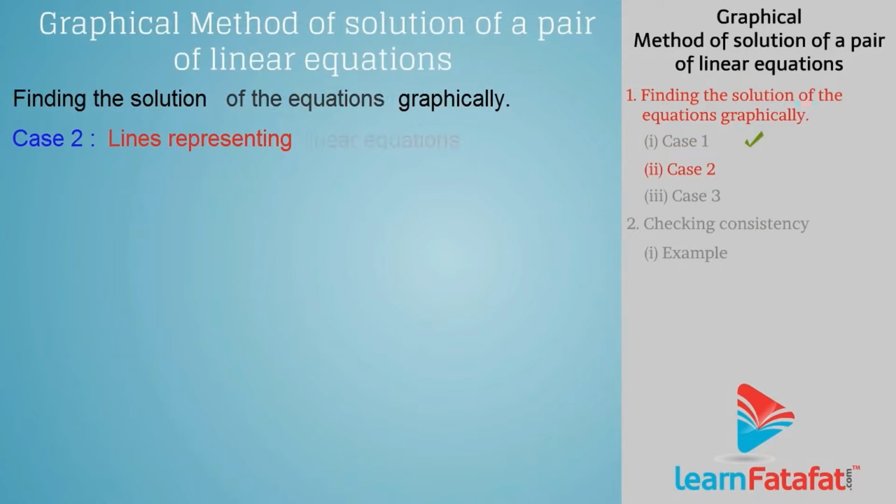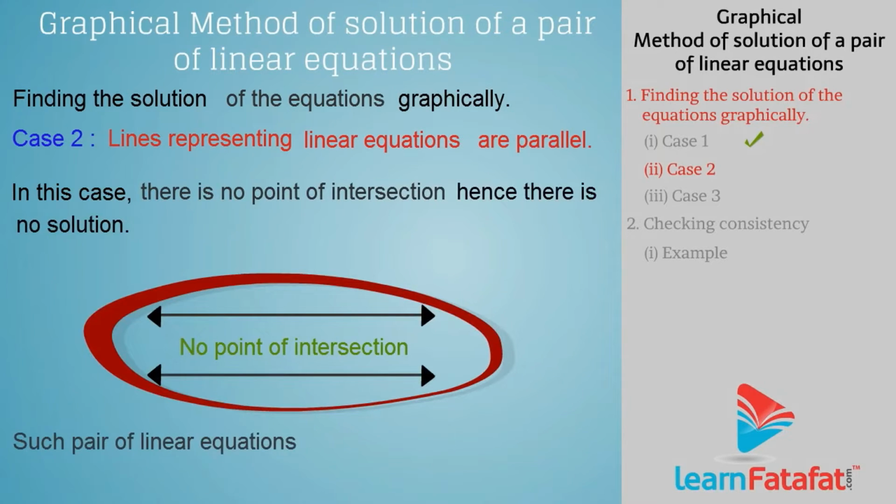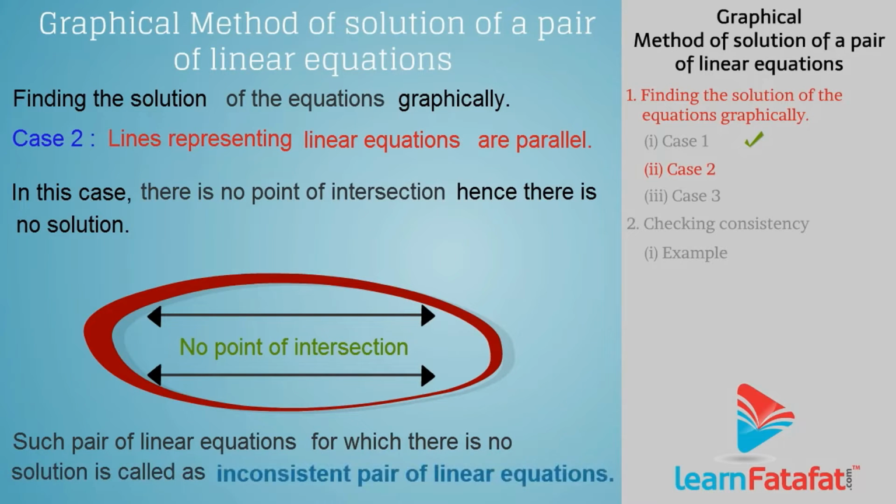Case 2. Lines representing linear equations are parallel. In this case, there is no point of intersection. Hence, there is no solution. Such a pair of linear equations for which there is no solution is called an inconsistent pair of linear equations.